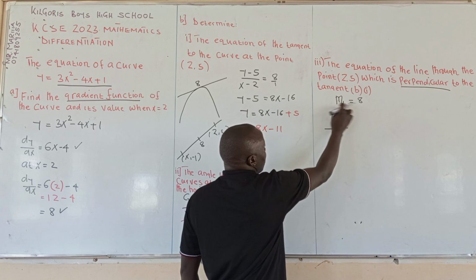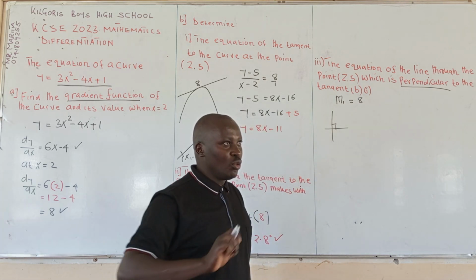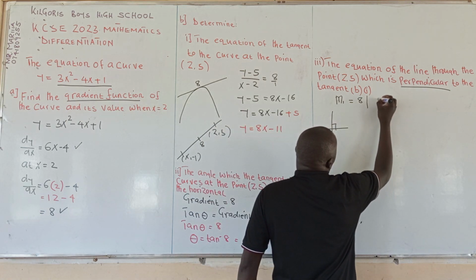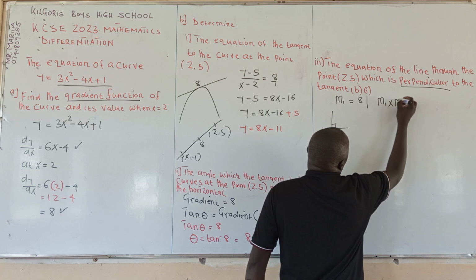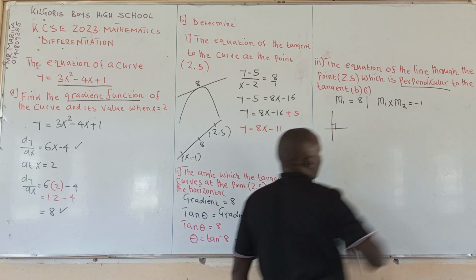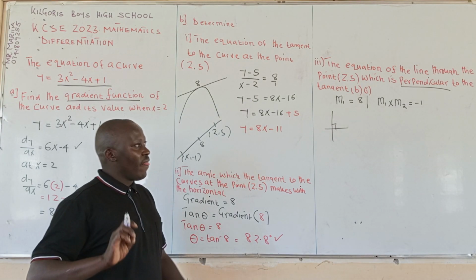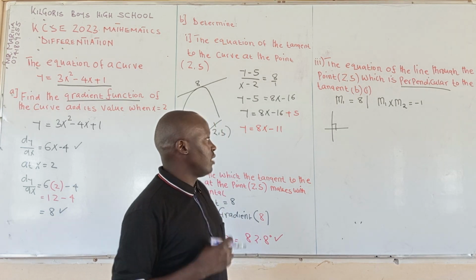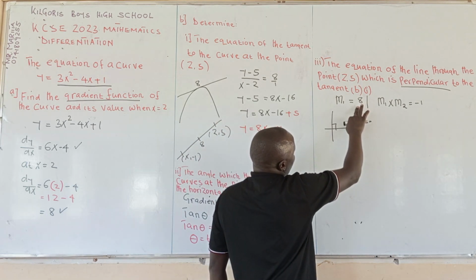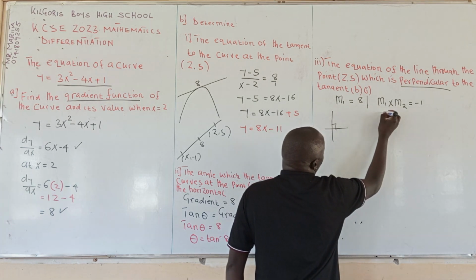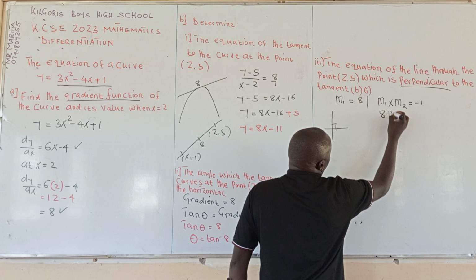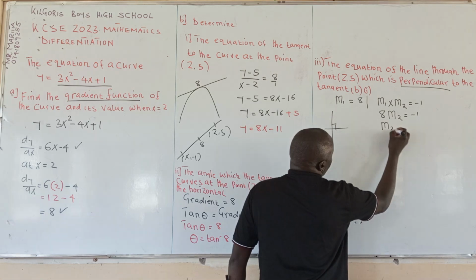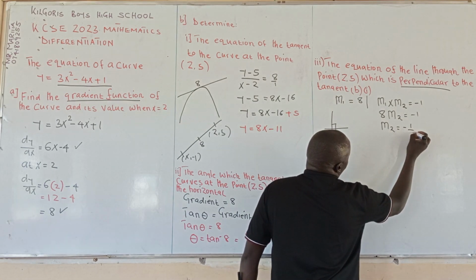So if gradient 1 is equal to 8, then gradient 2 will be such that gradient 1 times gradient 2 gives us -1. That is the relationship we have when the lines are perpendicular. Now that gradient 1 is equivalent to 8, we substitute: 8 times m2 gives us -1. Then from here, our gradient 2 will be equivalent to -1 all over 8.